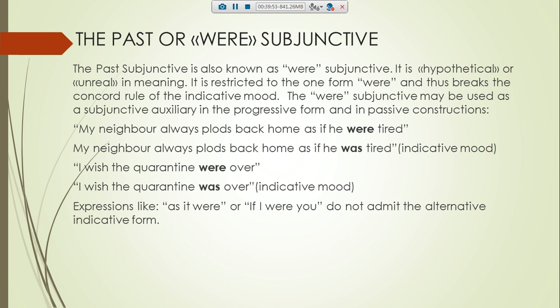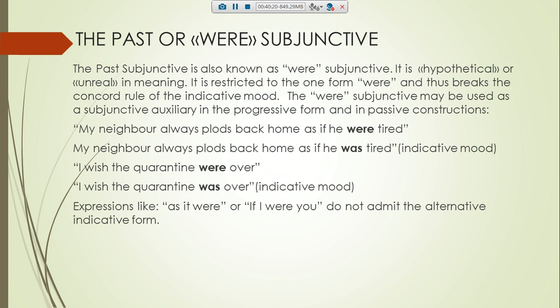It is restricted to the one form "were" and thus breaks the concord rule of the indicative mood. The "were" subjunctive may be used as a subjunctive auxiliary in the progressive form and in passive constructions. My neighbor always plods back home as if he were tired. My neighbor always plods back home as if he was tired. I'm conveying exactly the same meaning, but this time I'm using the indicative mood.